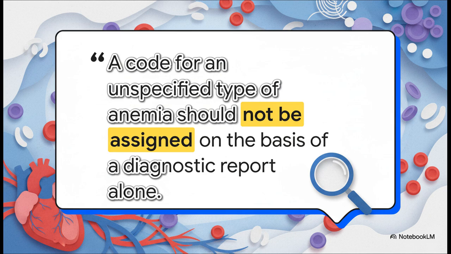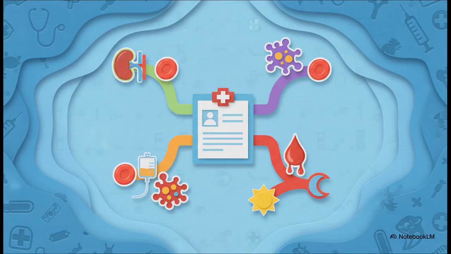A lab test can support a diagnosis, for sure, but it can't make one. The physician has to be the one to document the clinical significance of those lab results. So the bottom line is really clear. If there's no physician diagnosis in the record, you cannot assign an anemia code. Period.